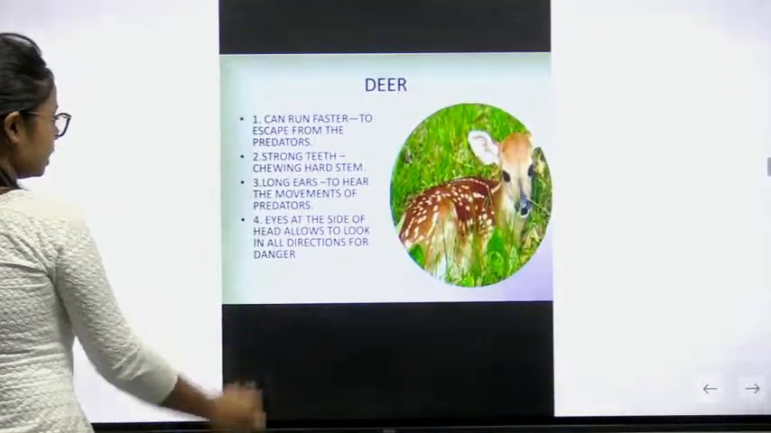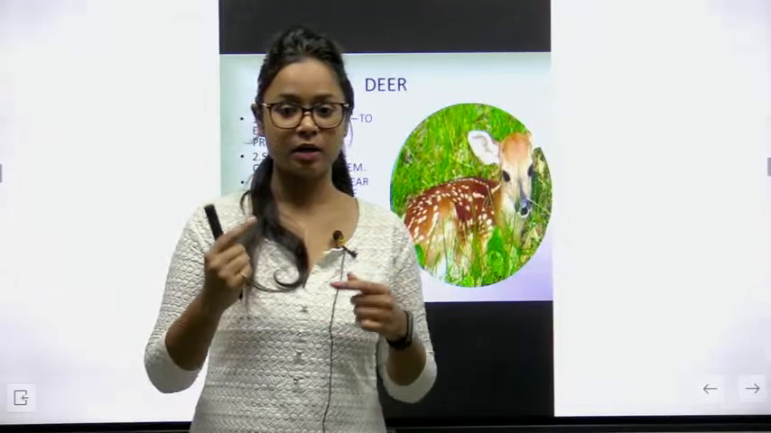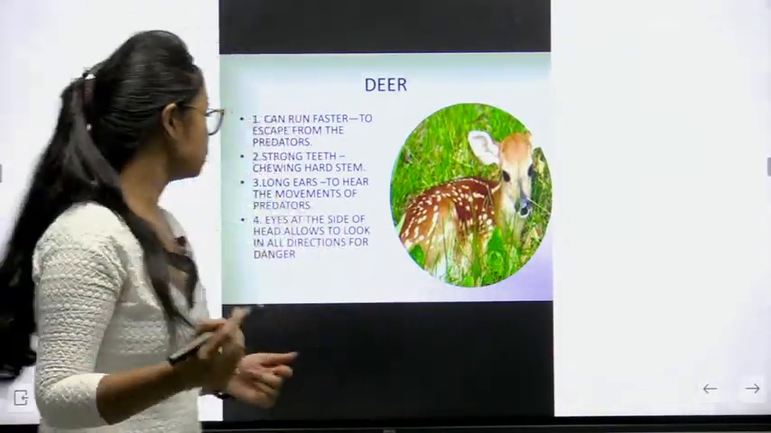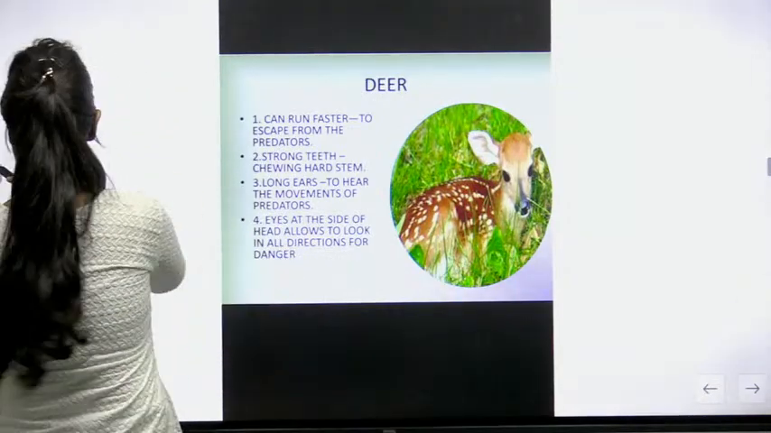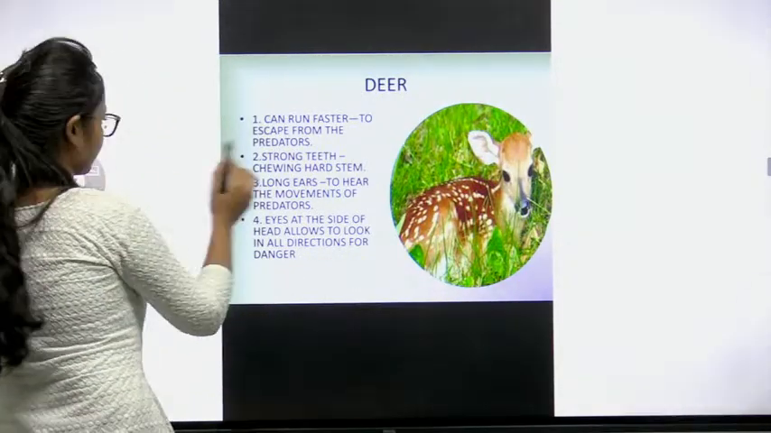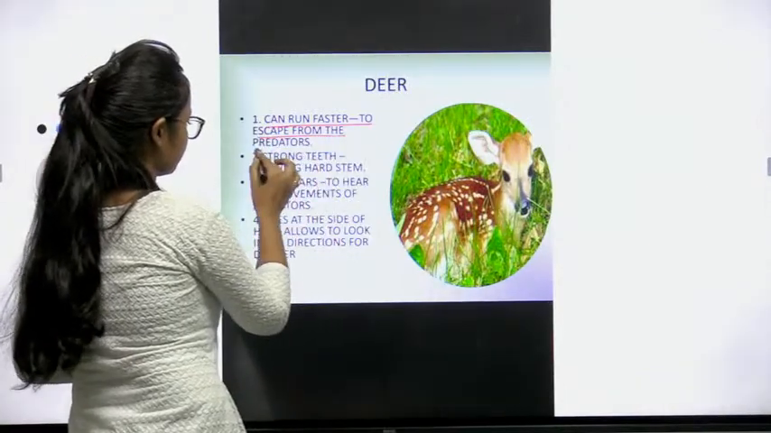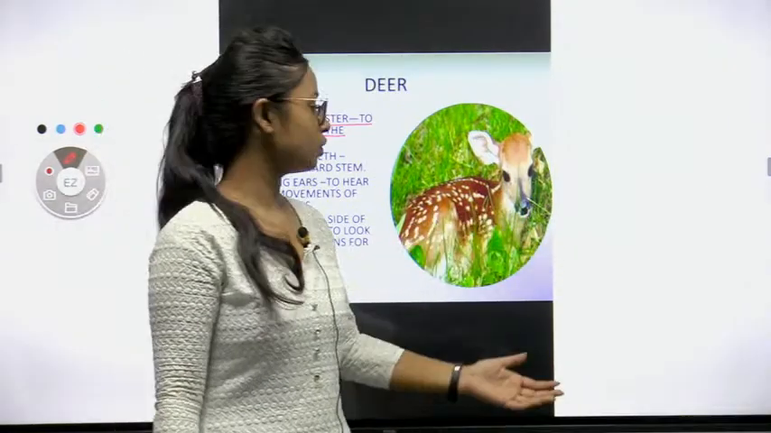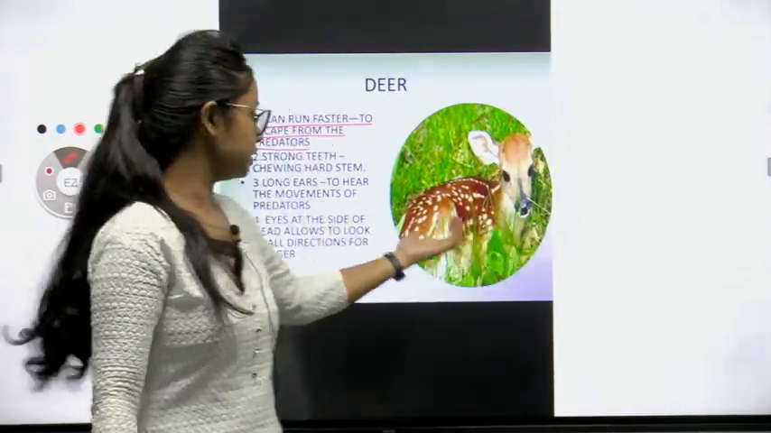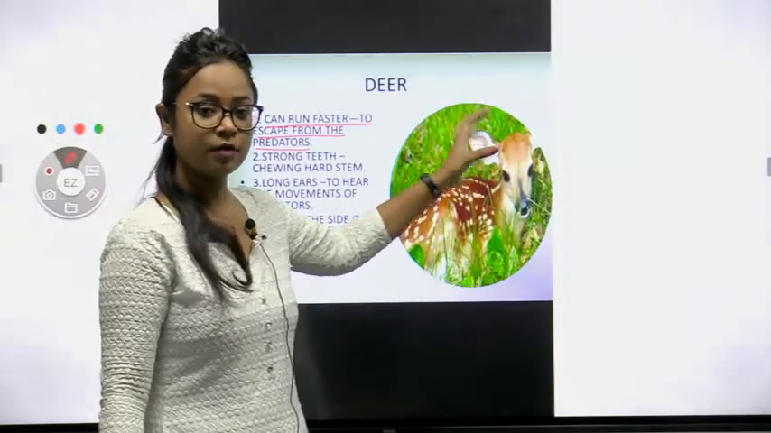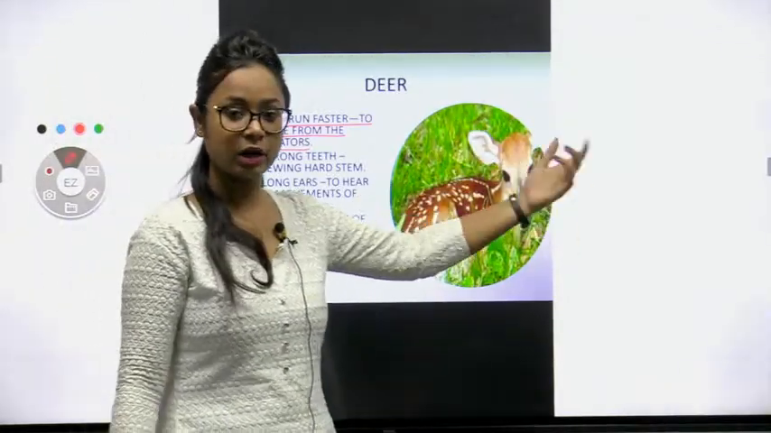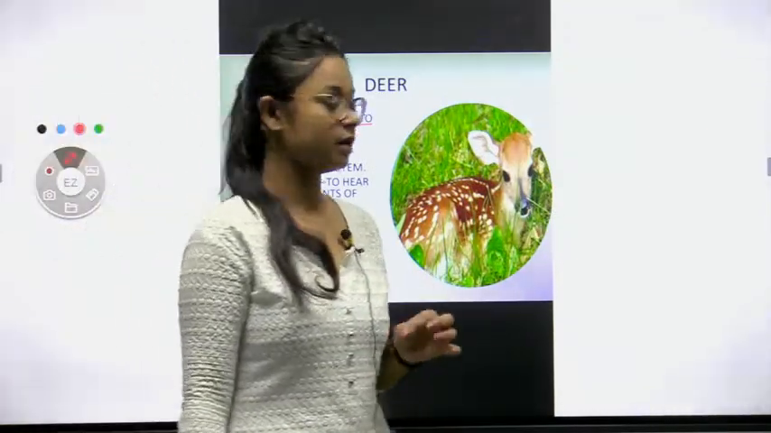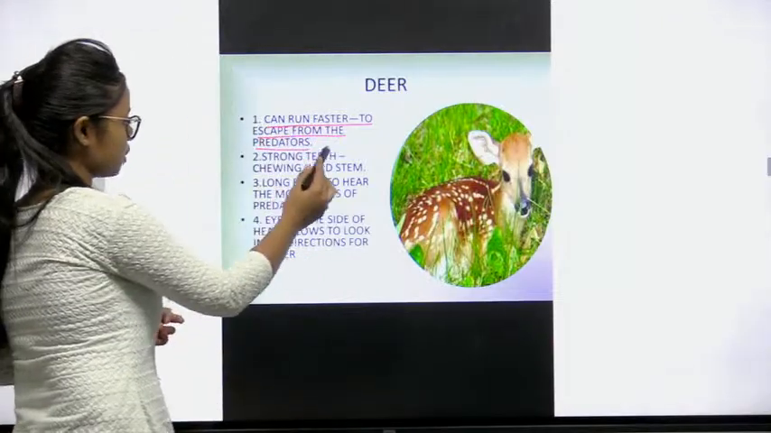Next is the deer. Now deer have eyes on the side of their head, so they have very wide vision. Also they can run faster to escape from the predators. For example, the lion is a carnivorous animal. When it sees a prey, which means its food, that lion is a predator. Now deer have a special feature that they can run fast to escape from the predators.